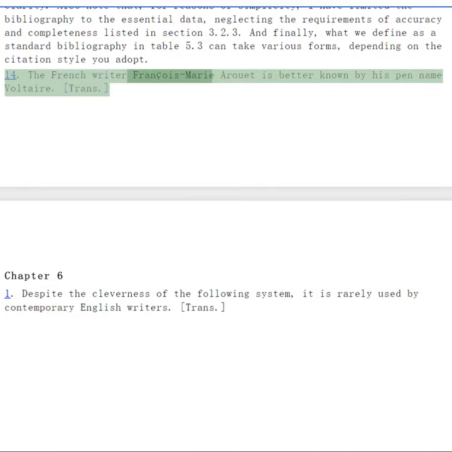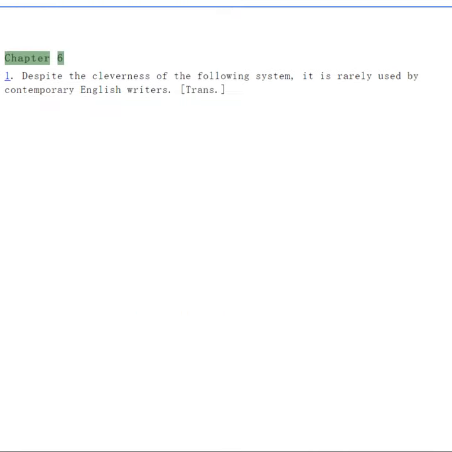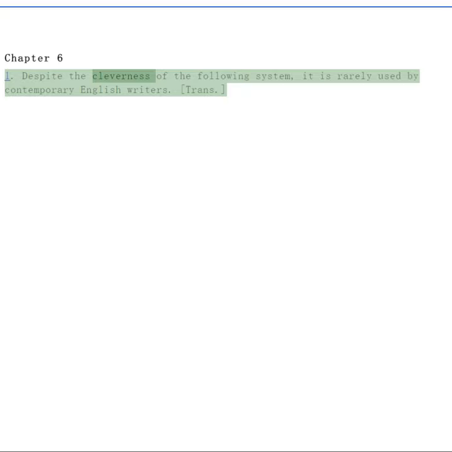14. The French writer François-Marie Arouet is better known by his pen name Voltaire. Chapter 6. 1. Despite the cleverness of the following system, it is rarely used by contemporary English writers.